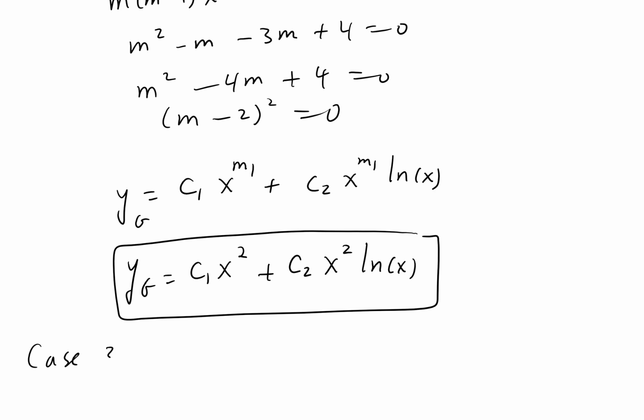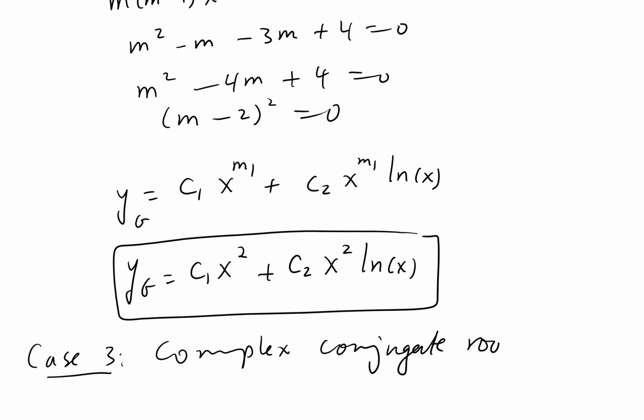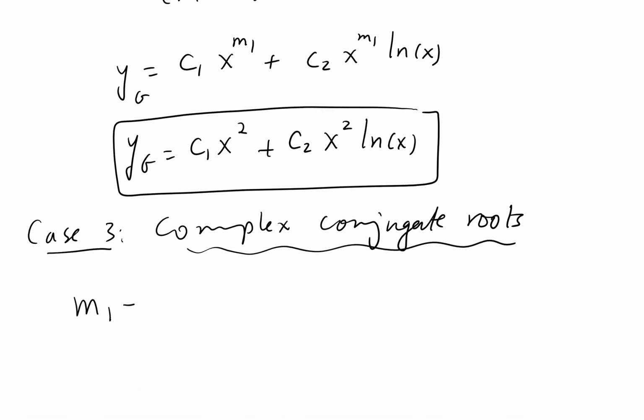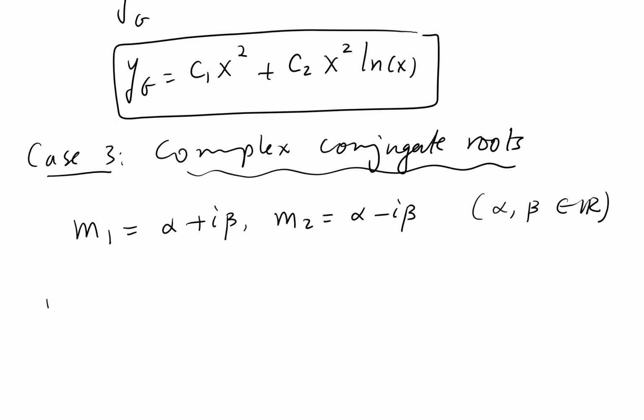Third case, case 3. That's related to complex conjugate roots. We have m1. If m1 is alpha plus i beta, then m2 would be the complex conjugate. Alpha and beta are real numbers. In this case, the solution would be c1 x to the alpha plus i beta plus c2 x to the alpha minus i beta.